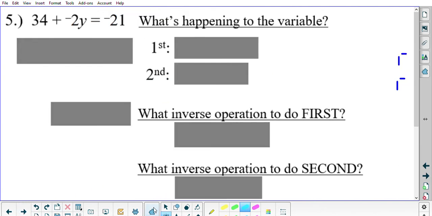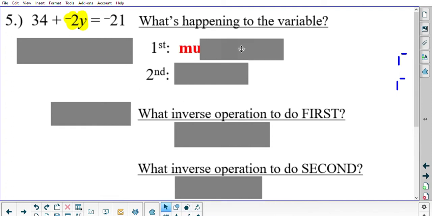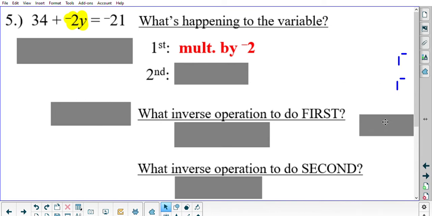Problem number 5. What's happening to the variable? Now this one was unique. Did you see the variable was a little bit further to the right than it has been on the other problems? Pay attention to details. The very first thing next to that variable was the negative 2. And the negative 2 being next to the variable means multiplication. Did you say the first thing was that it was being multiplied by negative 2 and then it's being added by 34 secondly?